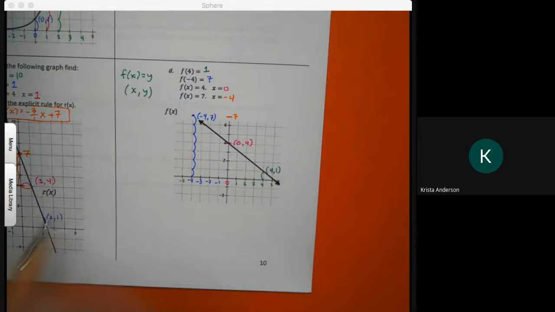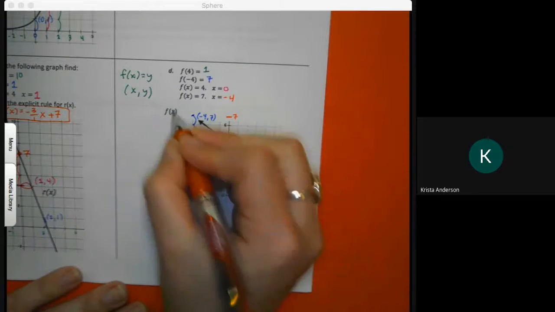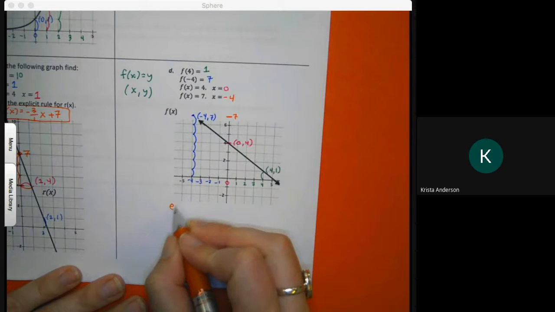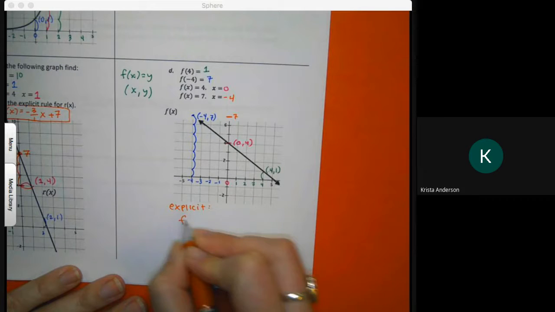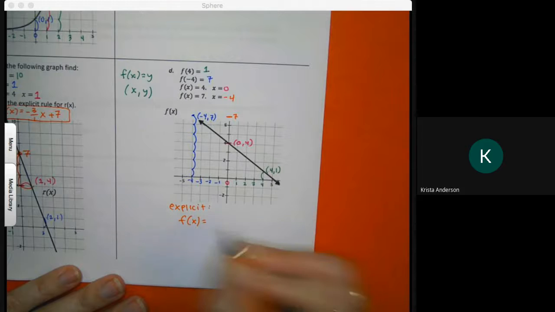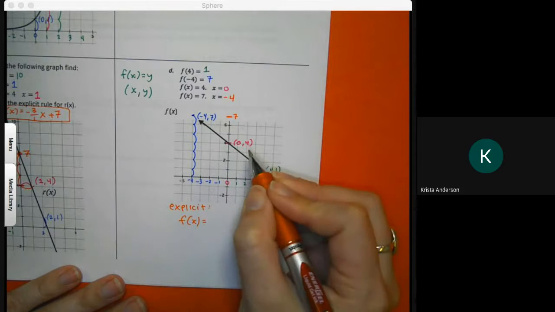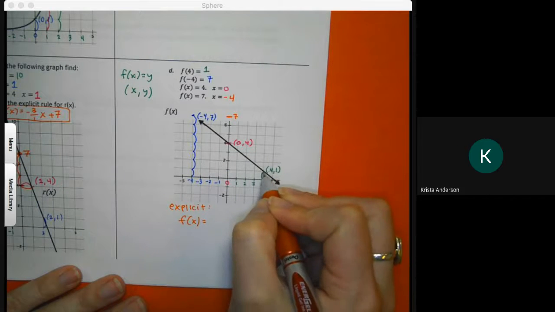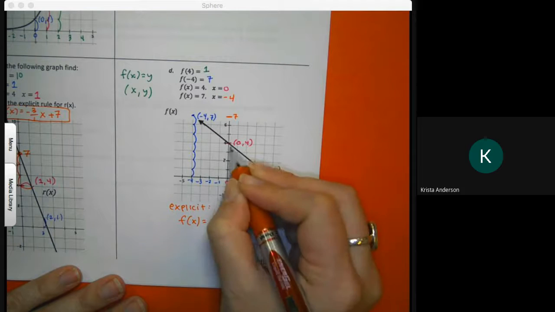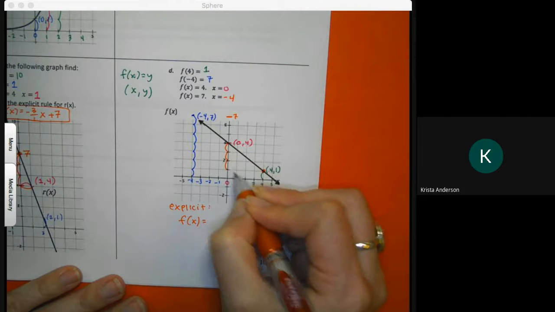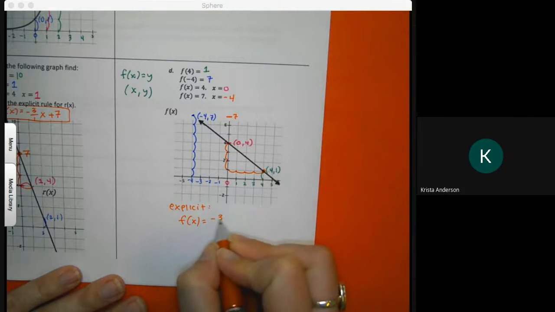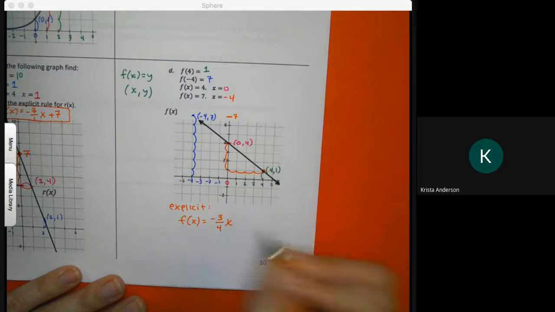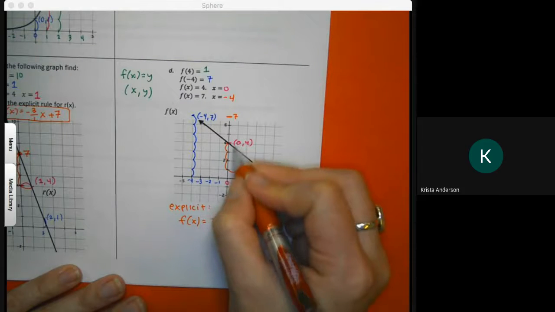To create my equation, I would find the y-intercept and the slope. My slope is going, let's see, where does it intersect? Right here. 1, 2, 3 over 1, 2, 3, 4. Down 3 over 4. And my intercept was at a positive.